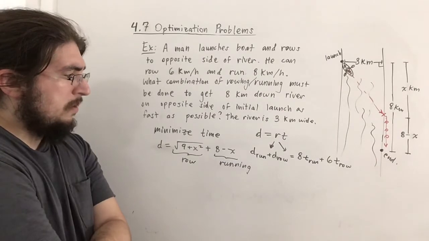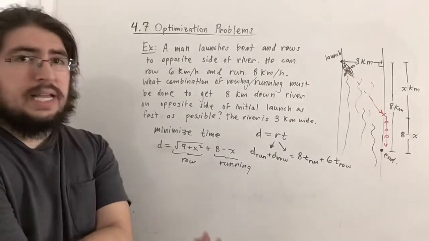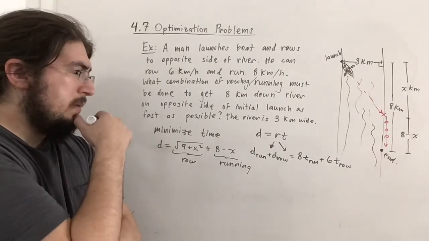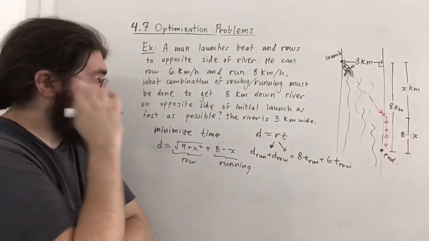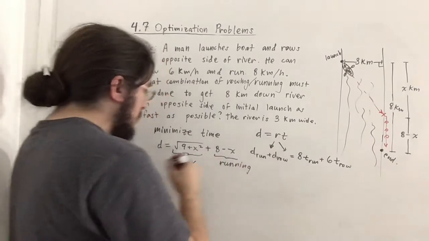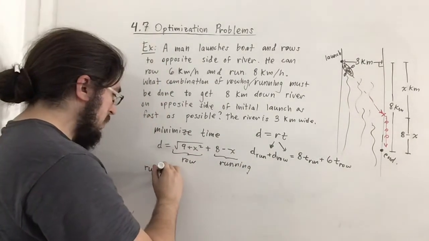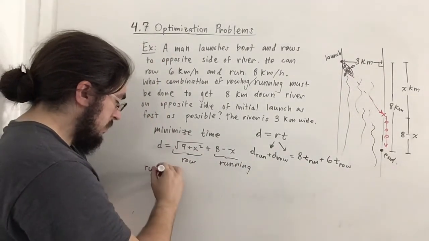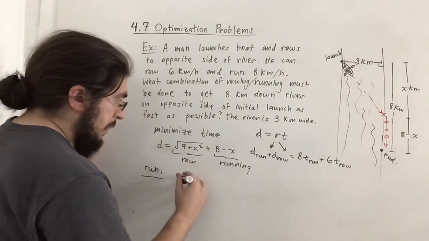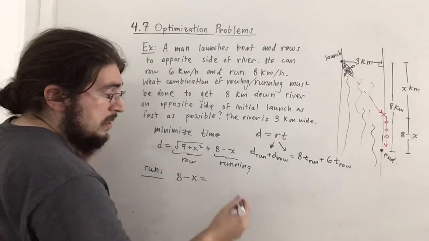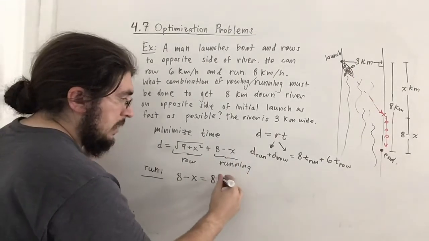And it doesn't seem like you can actually solve for the sum of them here just as is. There may be a way to do that, but instead it seems like we have to solve for these individually. So let's first consider the running. So if he runs, then his distance of running, which is a minus x, is equal to the speed at which he runs, which is 8 times his time.